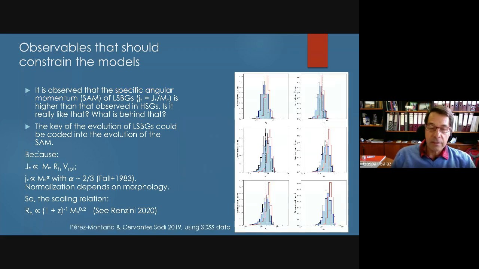So another very interesting study, that perhaps Pérez Montaño will show or talk about, uses Sloan. They show in a very nice publication in 2019 that, in fact, LSBs have larger angular momentum than normal spirals. Here you see different proxies for the angular momentum. They use 6 proxies, using models and using data from Sloan. They show, statistically speaking, that in fact the angular momentum in LSBs is larger than in normal spirals.